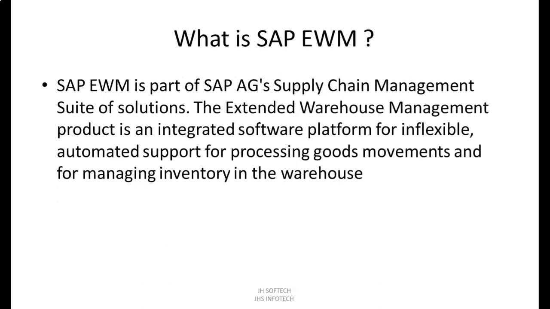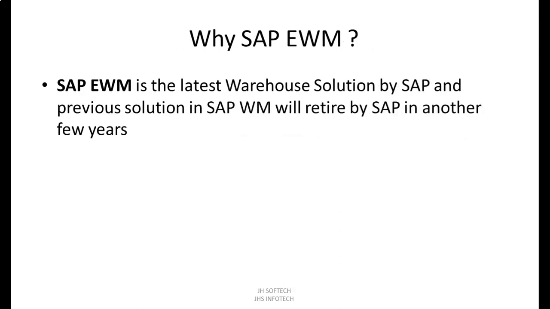Now, what is EWM? This has been asked in many interviews in the recent past. So EWM is a part of SAP's supply chain management suite of solutions. The extended warehouse management product is an integrated software platform for flexible automated support for processing goods movements, for managing inventory in the warehouse. Now, most of us normally think we already have warehouse management, SAP WM in SAP, right? So why are we going for EWM?